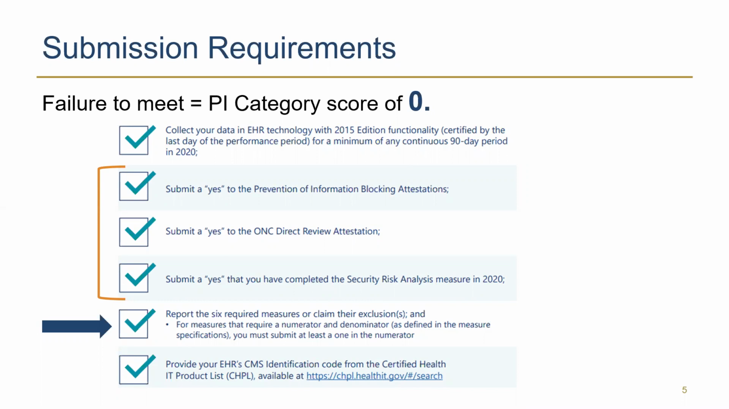These requirements were addressed in more detail during session 1, so I would encourage you to look at that recorded session for questions around these requirements. The area we will concentrate on today are the 6 required measures as noted by the blue arrow.